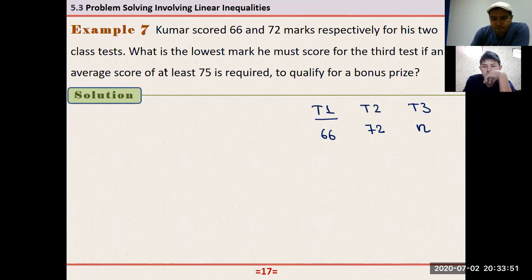Now the question, what is the lowest mark he must score for the 3rd test? That's the question. What is M? What is the lowest mark he must score for the third test if an average score of at least 75 is required to qualify for a bonus prize.